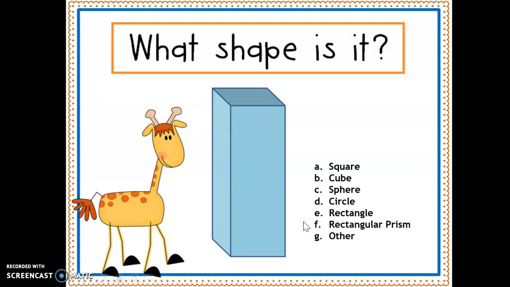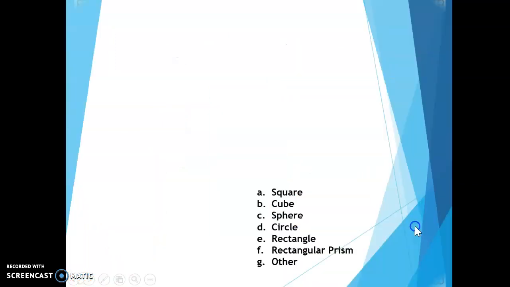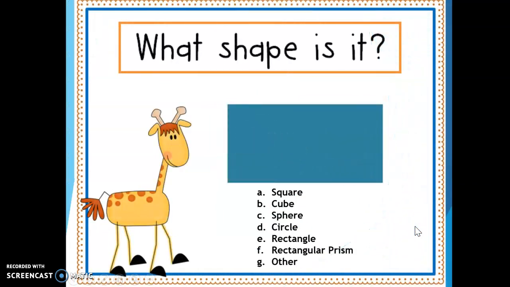What shape is this? Notice it's three-dimensional. If you said F, you are correct. It is a rectangular prism. What shape is this? Notice it's flat. It's 2D. Looks a little bit longer on two of the sides. If you said E, rectangle, you are correct.